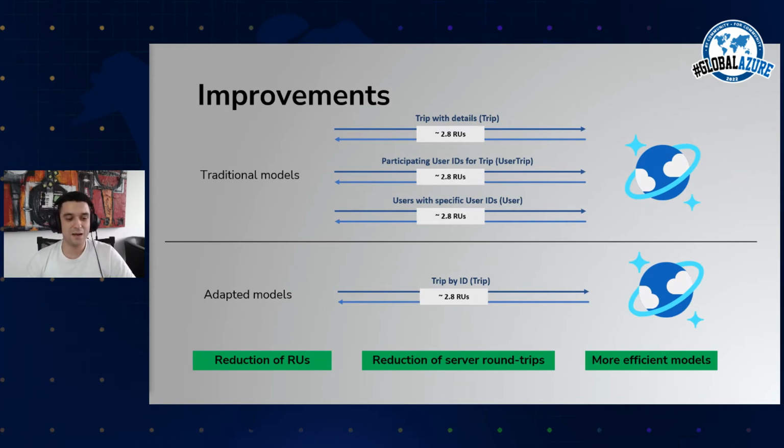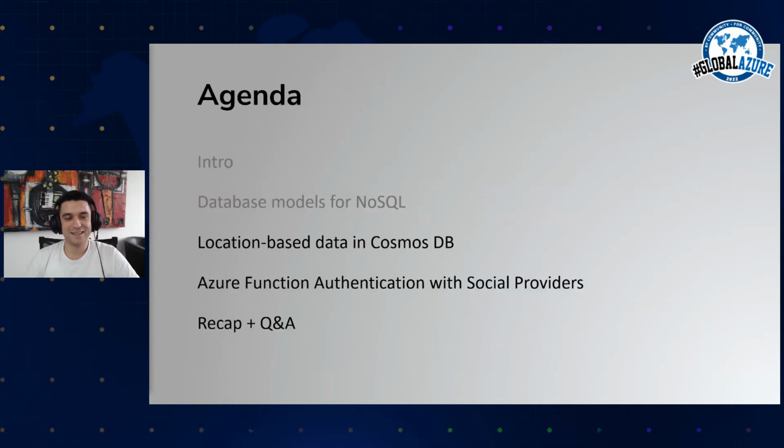We reduced the number of request units, which is good because we're going to pay less at the end of the billing period. We reduced the number of server round trips, so the actual queries for which I need to go to the database. And we end up with more efficient models because the trip is already in a form which I can immediately return to the client. So cool, these were already the first 2 topics from our agenda.